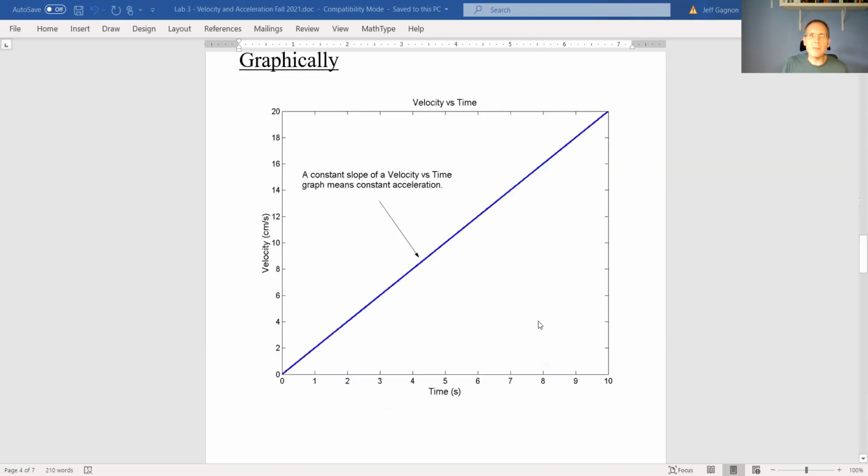And then graphically, so now instead of position versus time, I'm plotting velocity versus time. Notice that it's linear. I'm just going to start with a linear graph here.